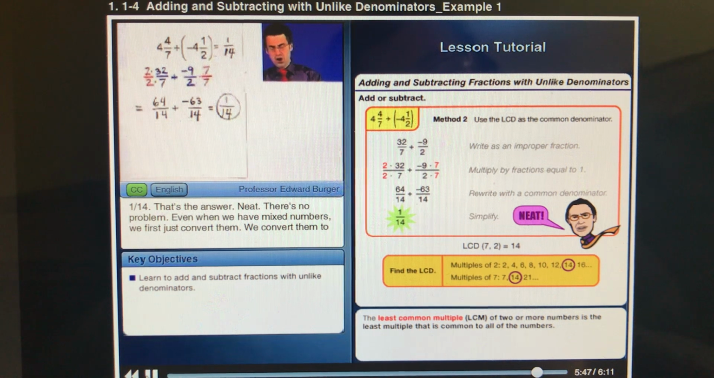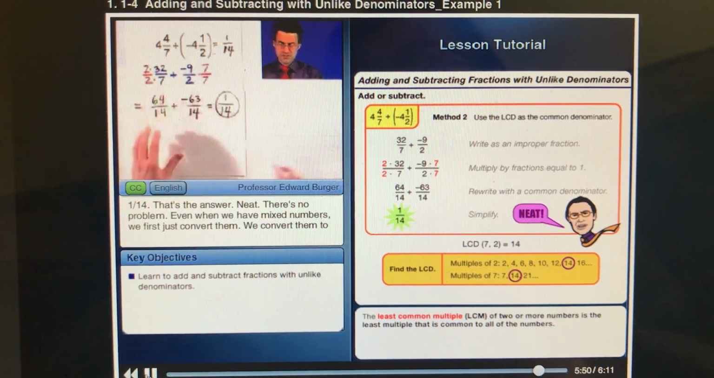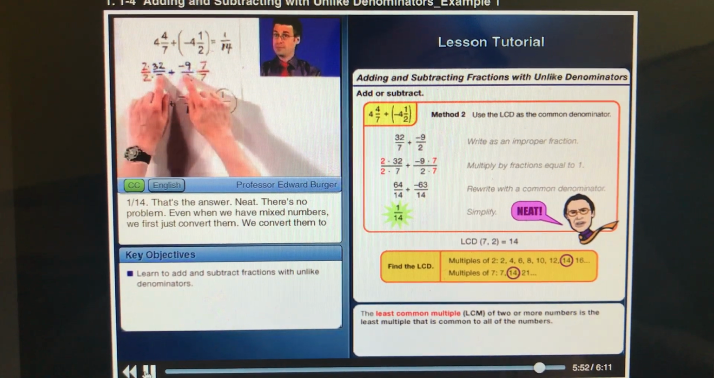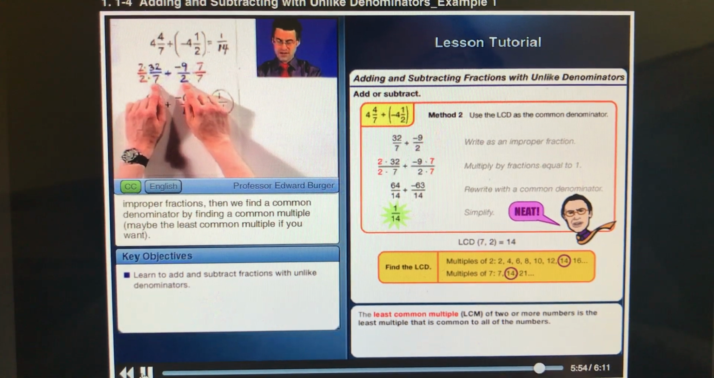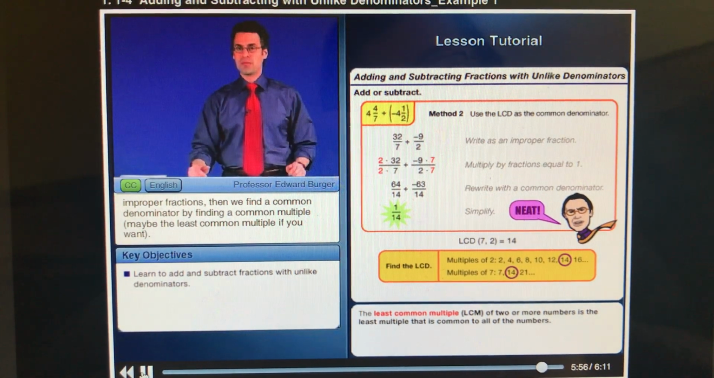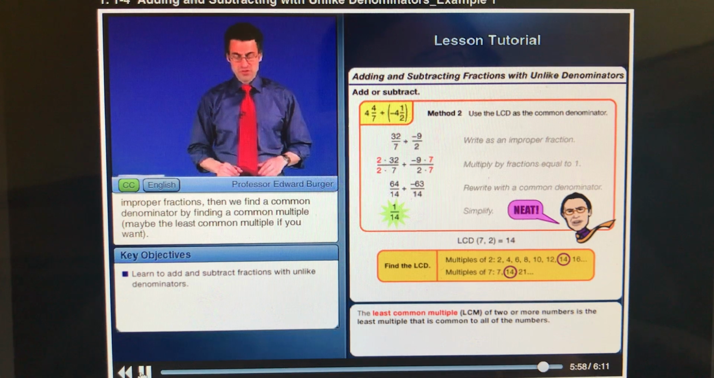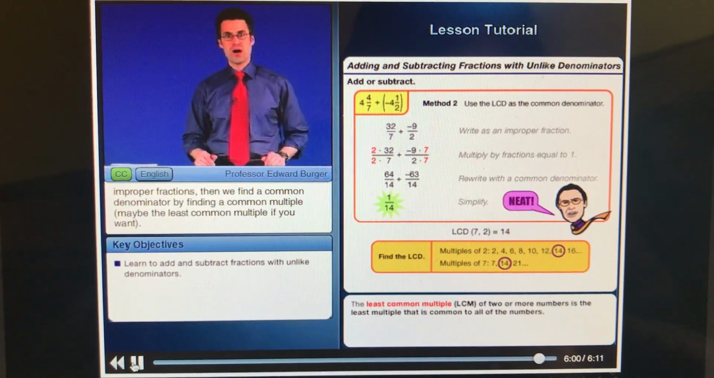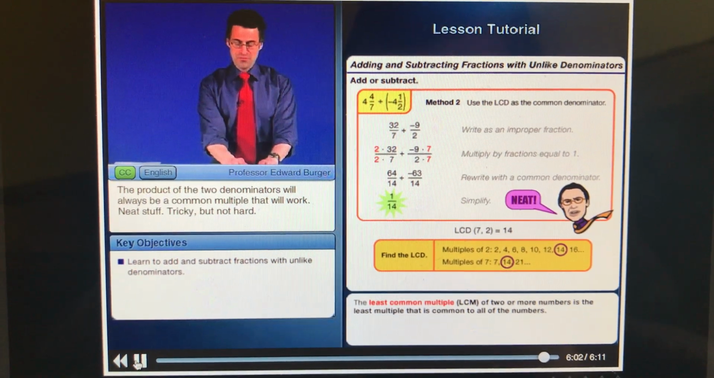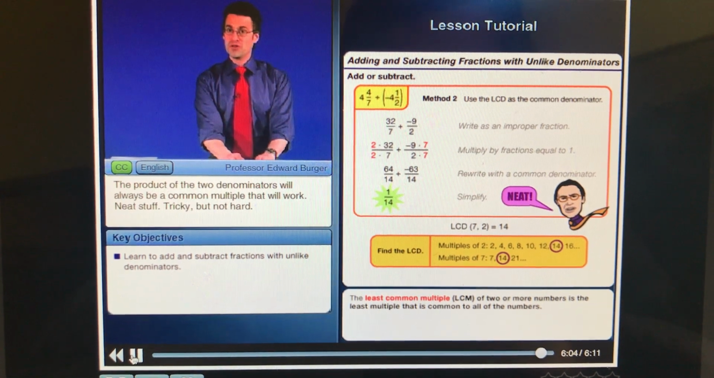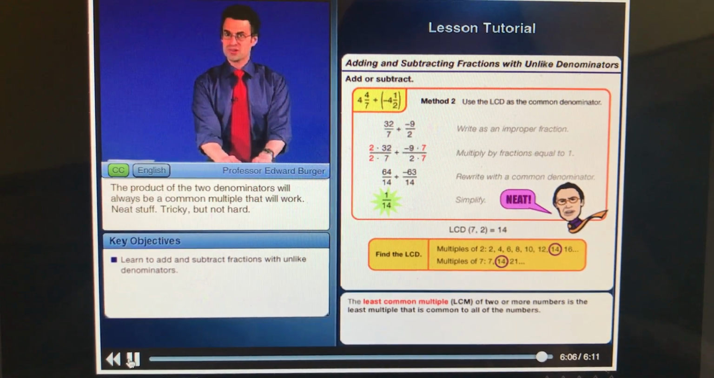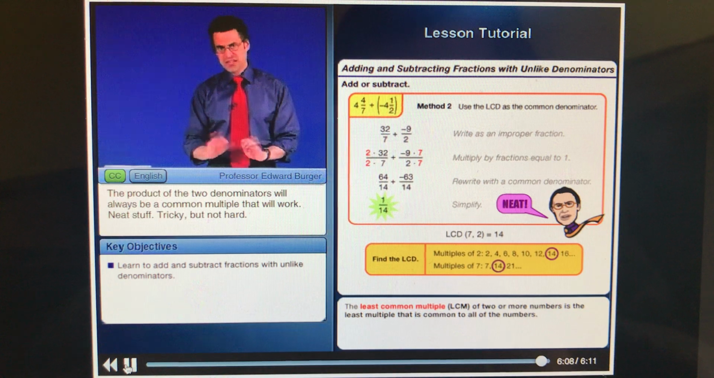Neat. So there's no problem, even when we have mixed numbers, we first just convert them. We convert them to be improper fractions, and then we find a common denominator by finding a common multiple, maybe the least common multiple if you want, but always the product of the two denominators will be a common multiple that will always work. Neat stuff. Tricky, tricky, tricky, but not hard.